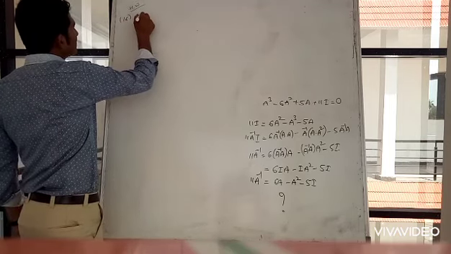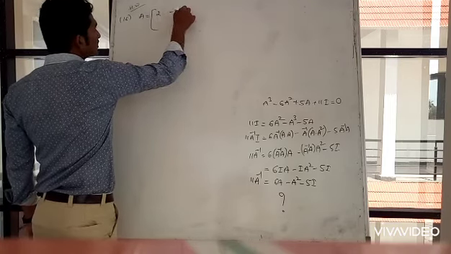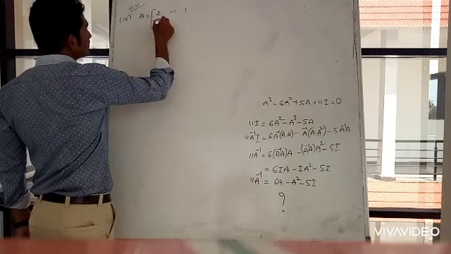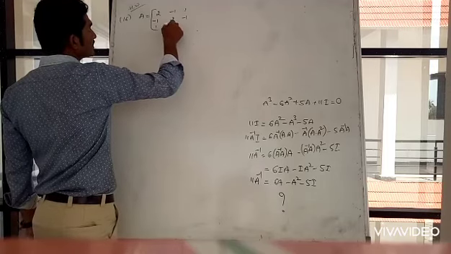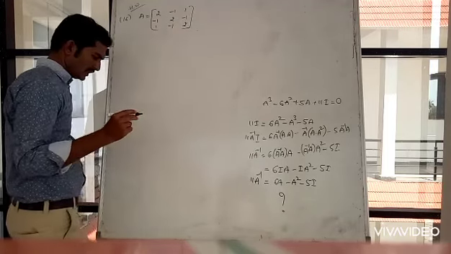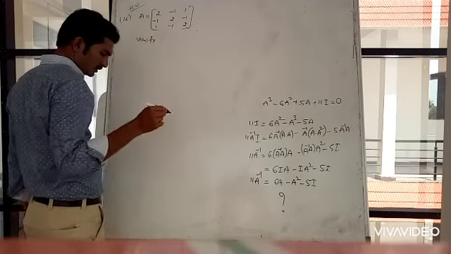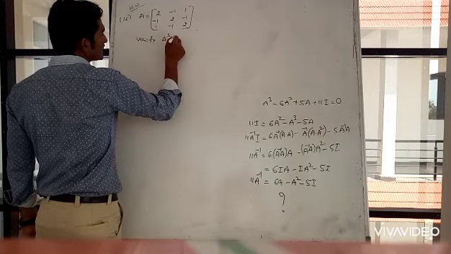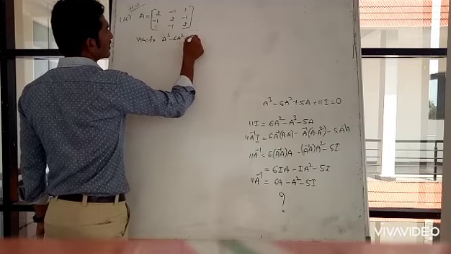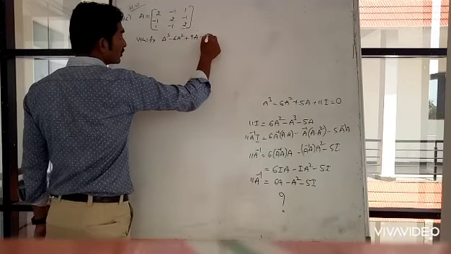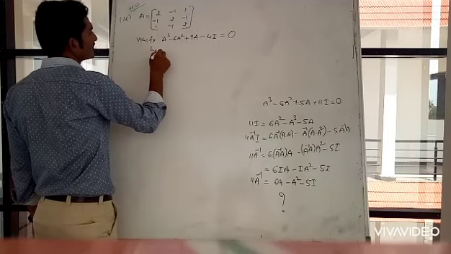Sixteenth one. If A is equal to, it is also 3 cross 3, 2 minus 1 plus 1, minus 1 2 minus 1, 1 minus 1 2. Verify that A cube minus 6A square plus 9A minus 4I equal to 0 matrix, and hence find A inverse.